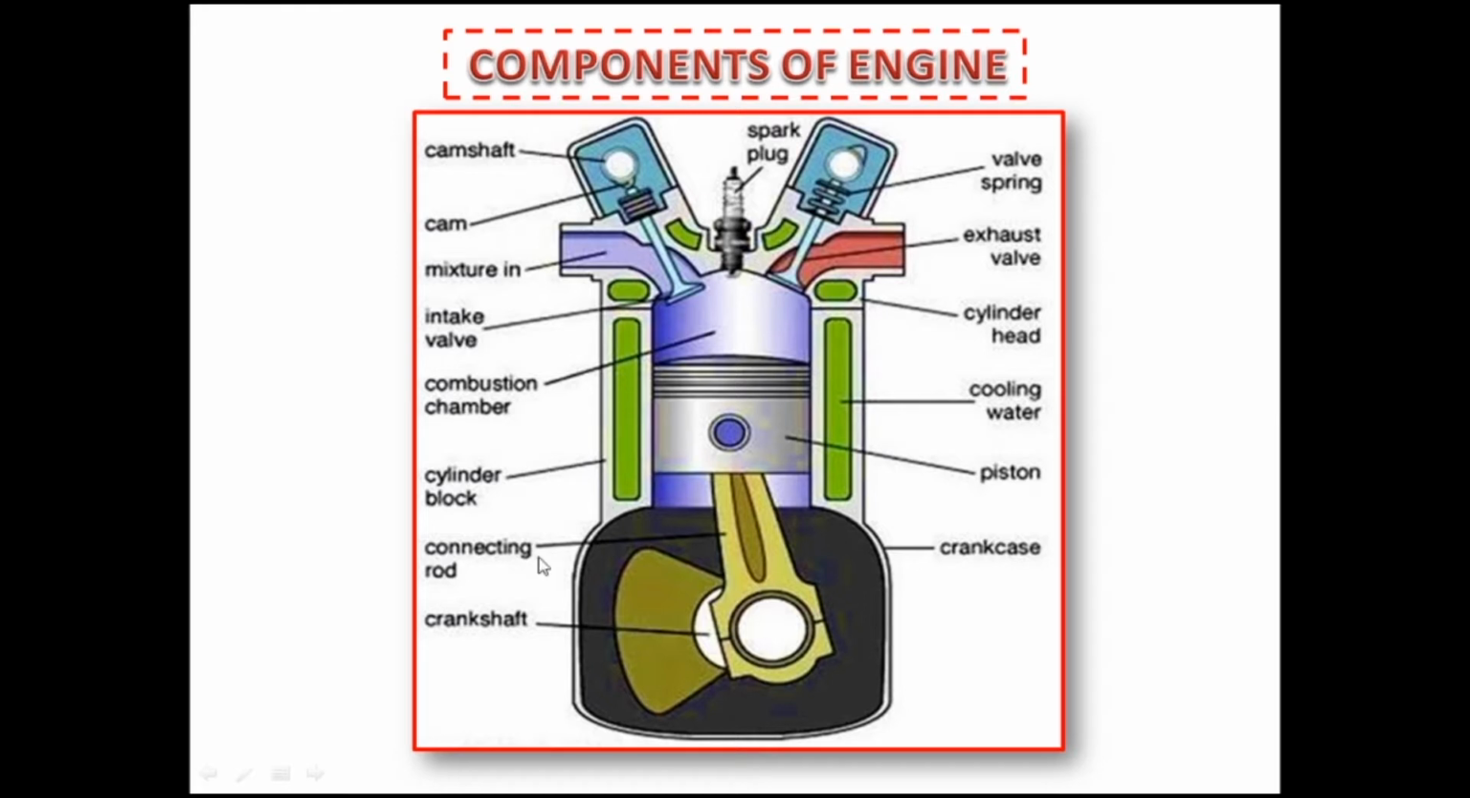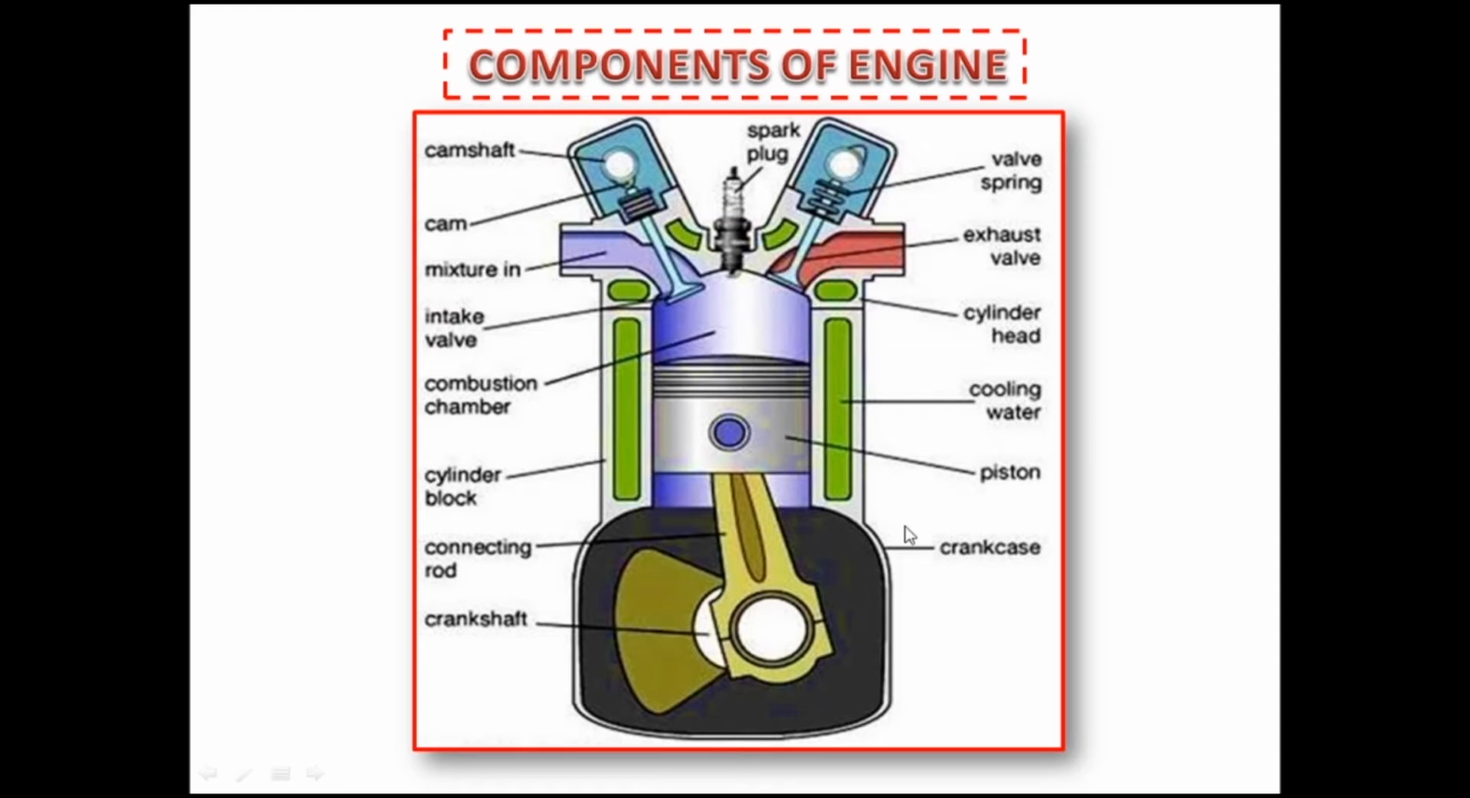This is the cylinder block, and this is the connecting rod, which connects the crankshaft and the piston together. The crankshaft is very important because it gives power to the engine. The crankcase is used to protect the crankshaft, connecting rod and piston. This is the piston, which is used to exert the force created by the combustion, and this is the cooling water, which is used to cool the engine when it becomes hot. So these are the important components of the engine.